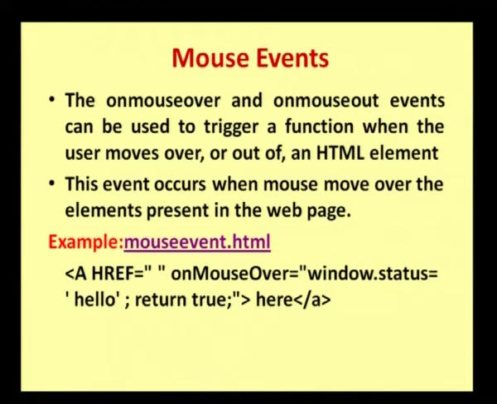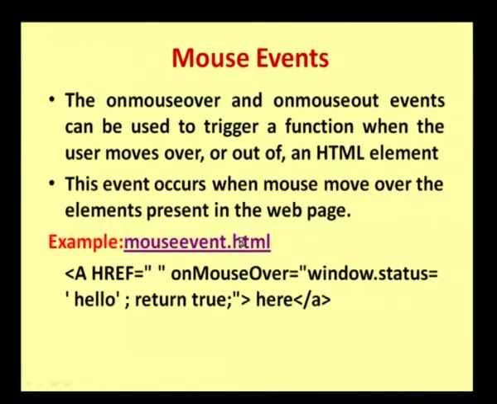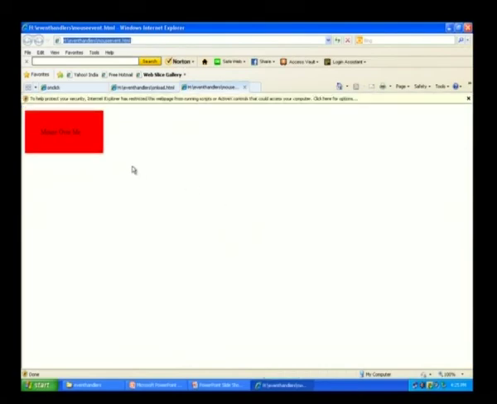So window.status indicates the window where the output is being displayed, the status bar. There, the hello message will be returned as an event. Let us see an example for understanding purpose.